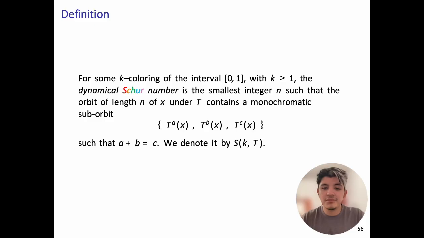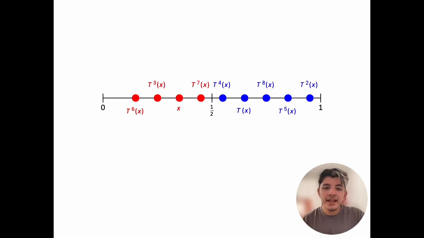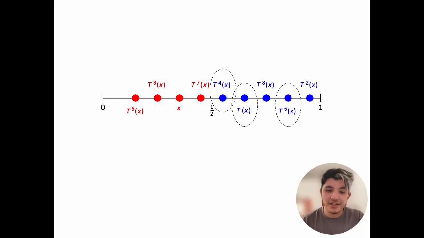And we denote these numbers by S of k comma t. In the same previous example, we have many examples of this definition, such as this suborbit, and observe that it satisfies the equation of Schur's theorem, since 1, 4, and 5 is a valid configuration, right? And here we have another suborbit that satisfies the equation of Schur's theorem.